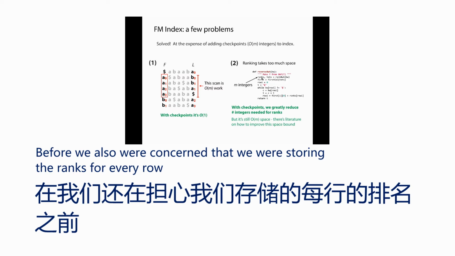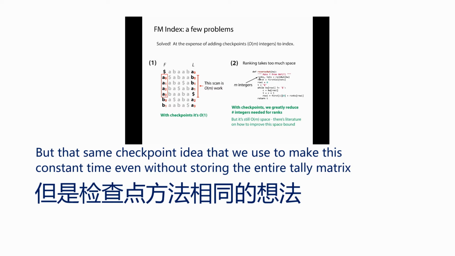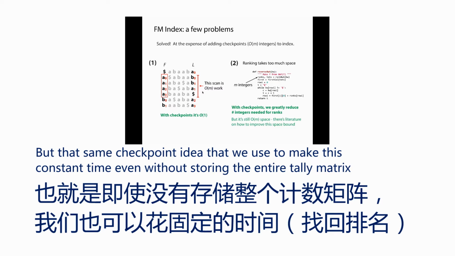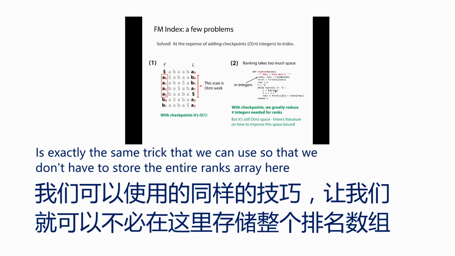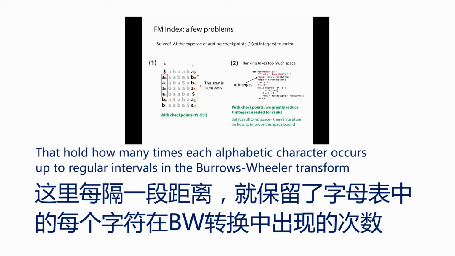Before, we also were concerned that we were storing the ranks for every row. Basically, we were storing something like the tally matrix for every row. But that same checkpoint idea that we used to make this constant time, even without storing the entire tally matrix, is exactly the same trick that we can use so that we don't have to store the entire ranks array here. We can solve both those problems by storing periodic checkpoints that hold how many times each alphabet character occurs up to regular intervals in the Burrows-Wheeler transform.